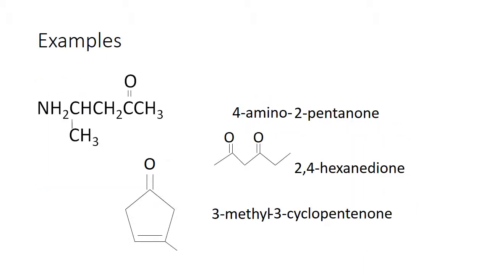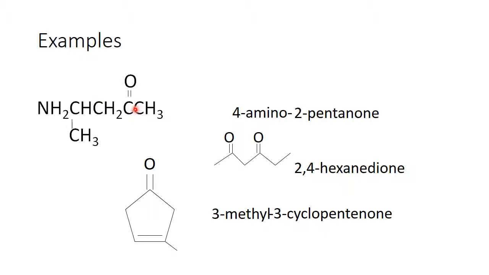Here are some examples of naming ketones. First thing I have to do is find the principal chain. Here's the longest chain with the functional group, the ketone. It's the primary functional group. Aminos, like alcohols, are secondary compared to aldehydes and ketones. So if I look at this, I'm going to name this as a pentanone.